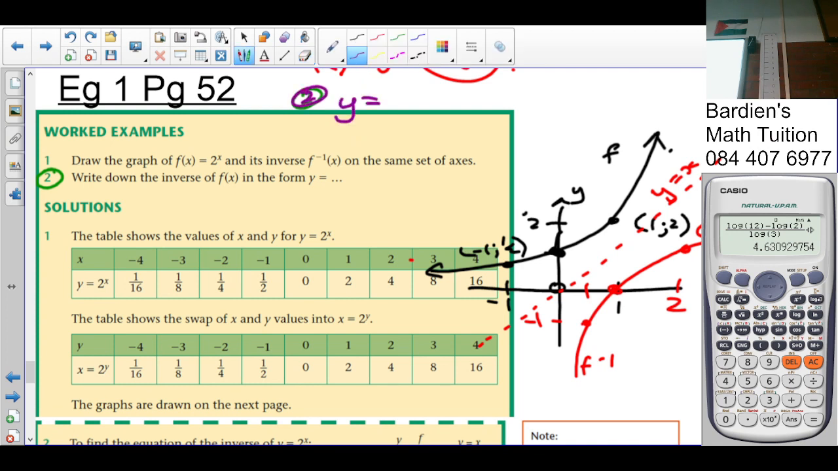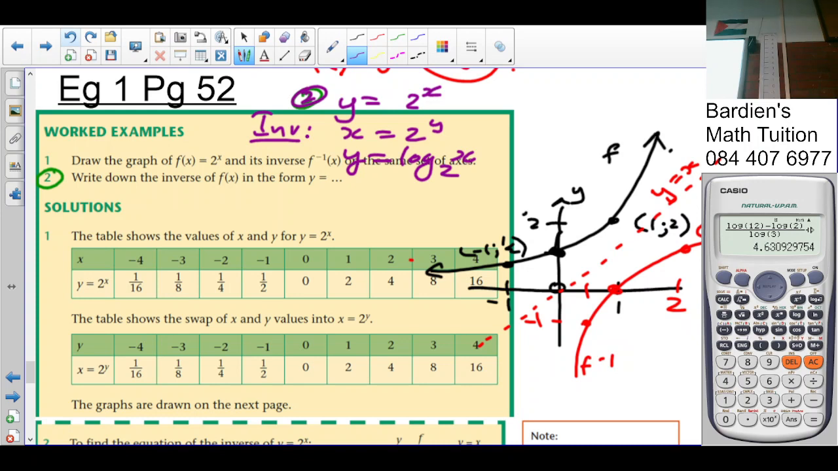y is equal to 2 to the x. So what do we do for the inverse function? Interchange x and y. So x is equal to 2 to the y. Coming back to the log law, remember this is the exponent here. That's the exponent, so it will now be the subject of the formula. So y is equal to log x, base 2.